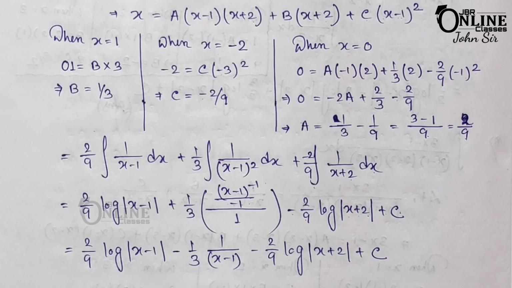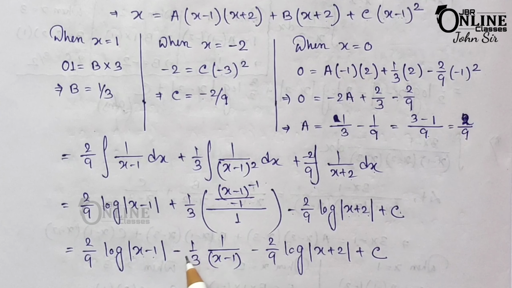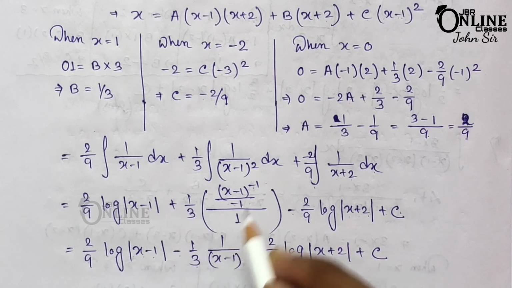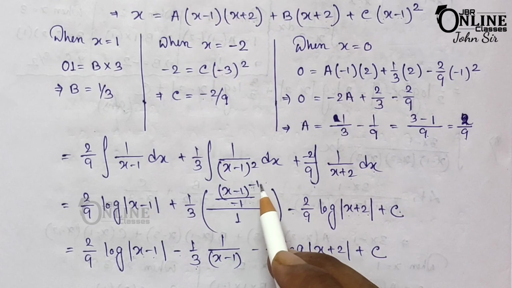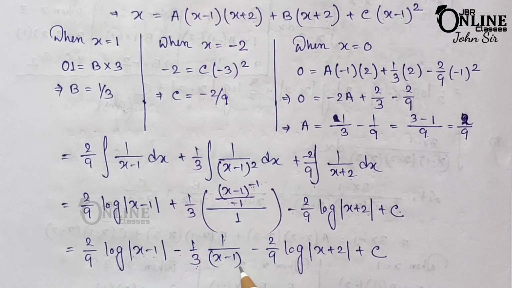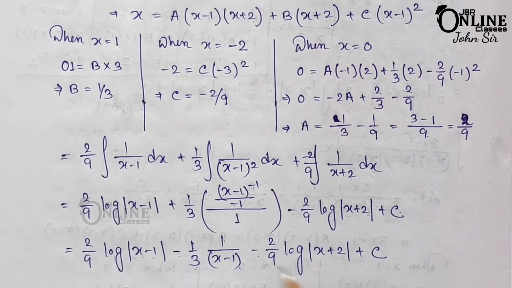So your final answer is 2 by 9 log mod x minus 1 minus 1 by 3, as here minus, so minus 1 by 3. Here x minus 1 whole to the power minus 1, so it will be 1 by x minus 1, minus 2 by 9 log mod x plus 2 plus c.